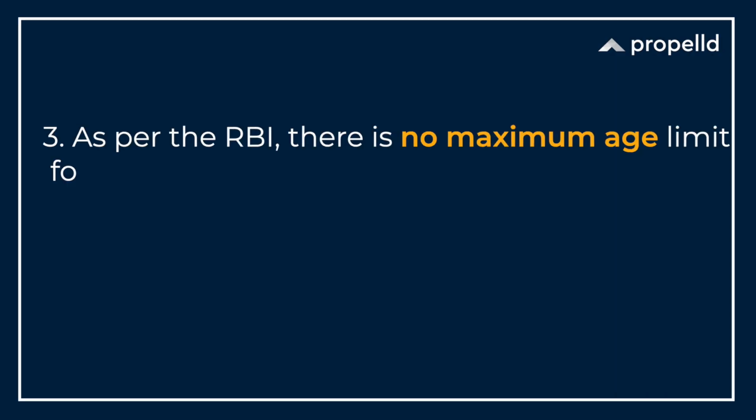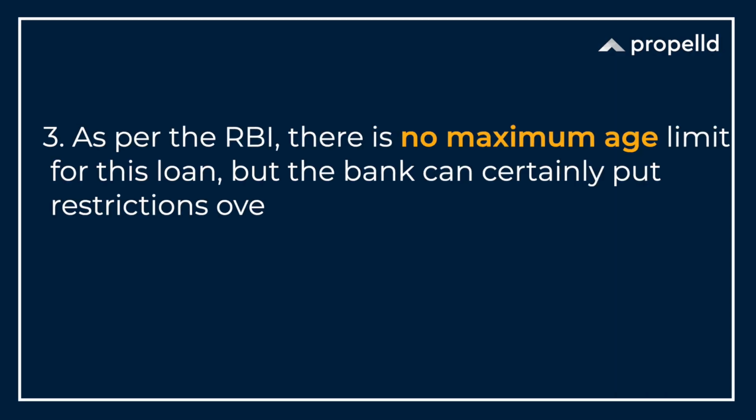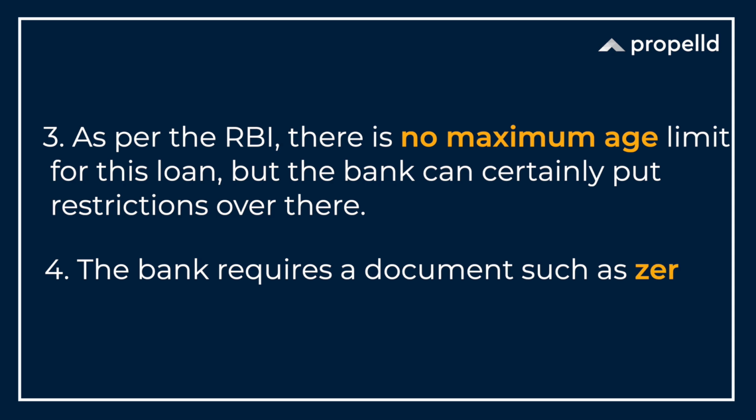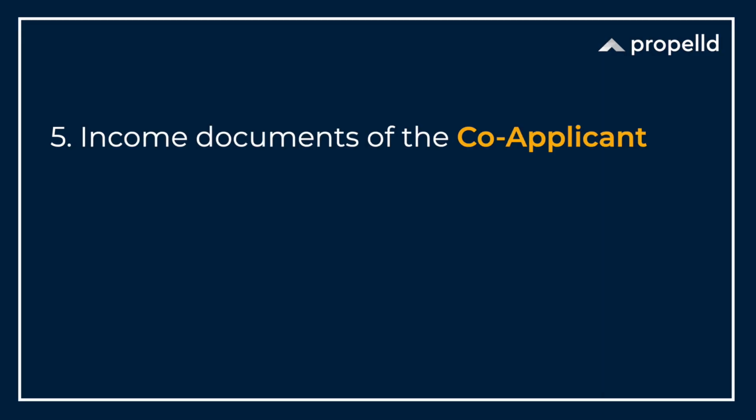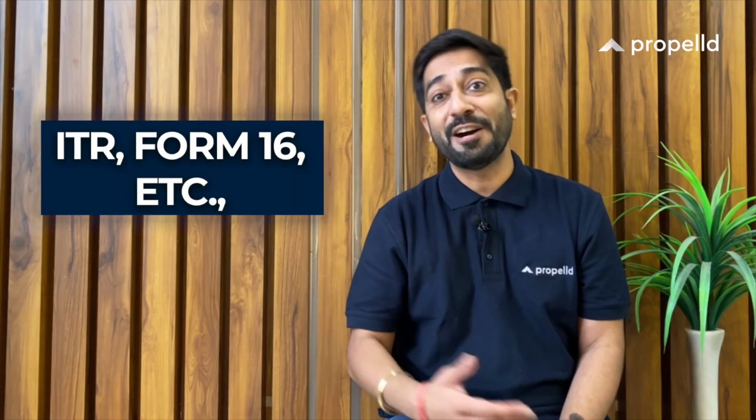Third, as per RBI, there is no maximum age limit for this particular loan, but banks can certainly put restrictions there. Number 4, banks require documents such as an admission fee letter. So an admission fee letter from that particular university or institution is required. Along with that, the class 10th and class 12th mark sheets of the student are a must. Number 5 in the list is income documents of the co-applicant. The co-applicant can be a parent who is currently earning, so that can be in the form of salary slips, ITR, Form 16, etc.